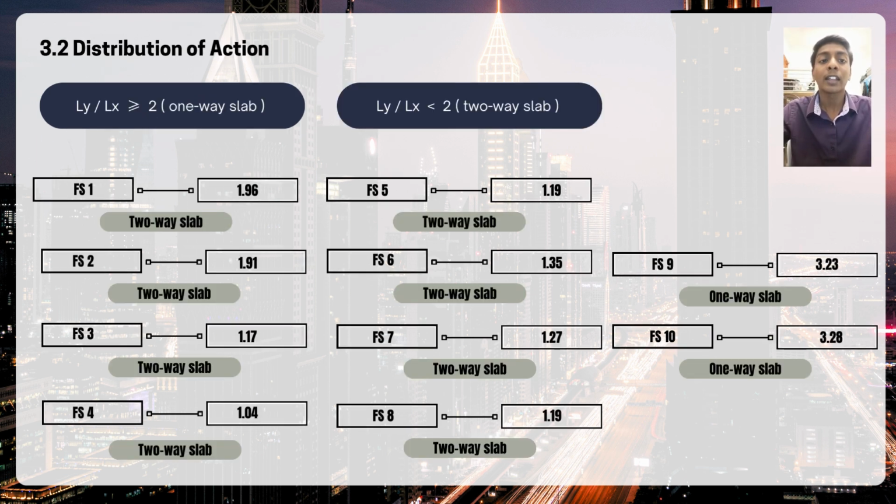Distribution of action. For distribution of action, the formula is Ly over Lx. If the answer is more than 2, it's a one-way slab. If the answer is below 2, it's a two-way slab.